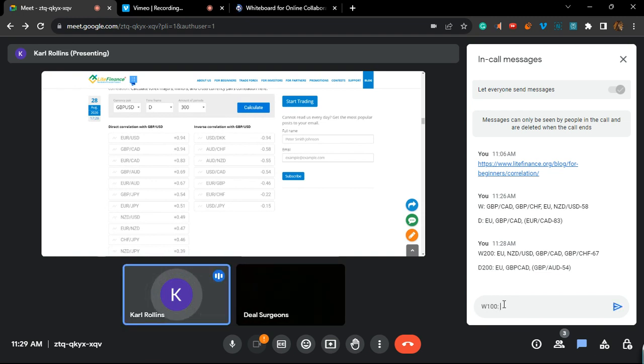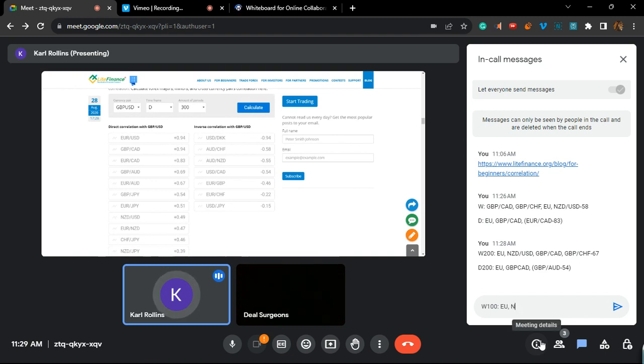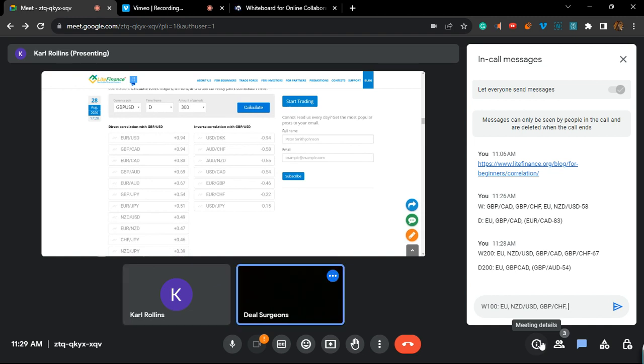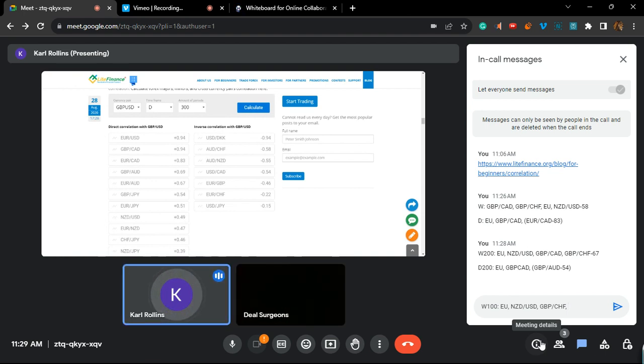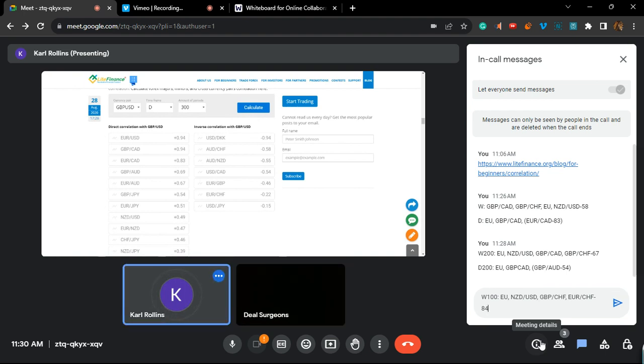Okay. Weekly 100, I have EU 97%. Okay. I have NZD/USD 90%. Okay. GBP/CHF 87%. Okay. That's it. And Euro/CHF 84%. How much? 84. Yeah, 84%, Euro/CHF.